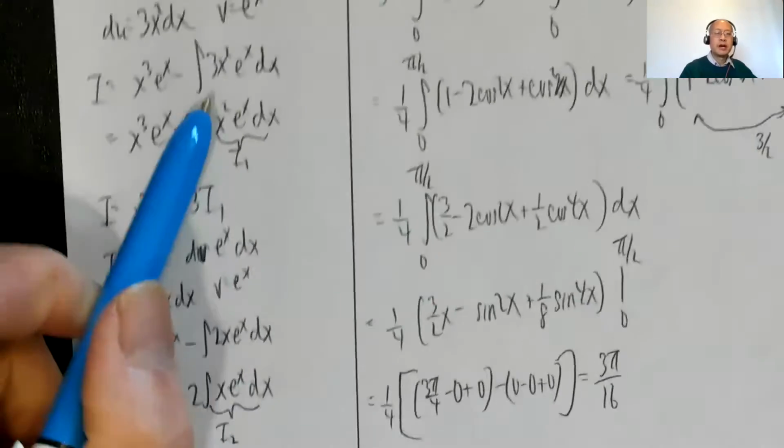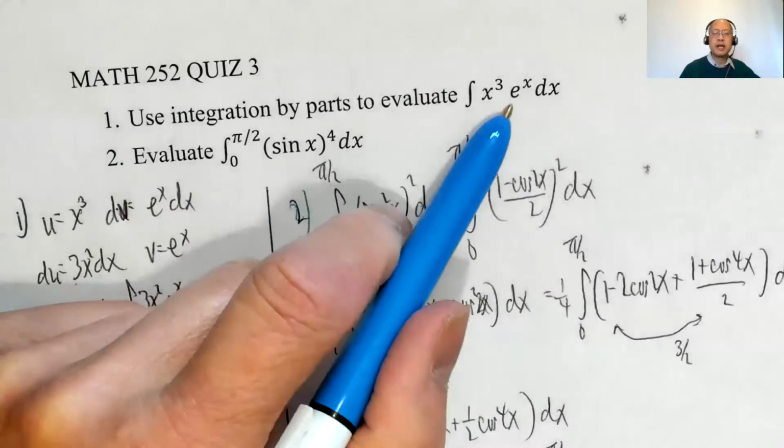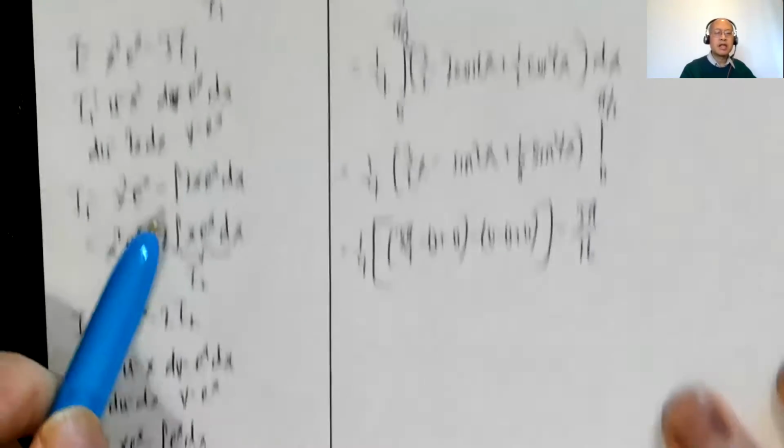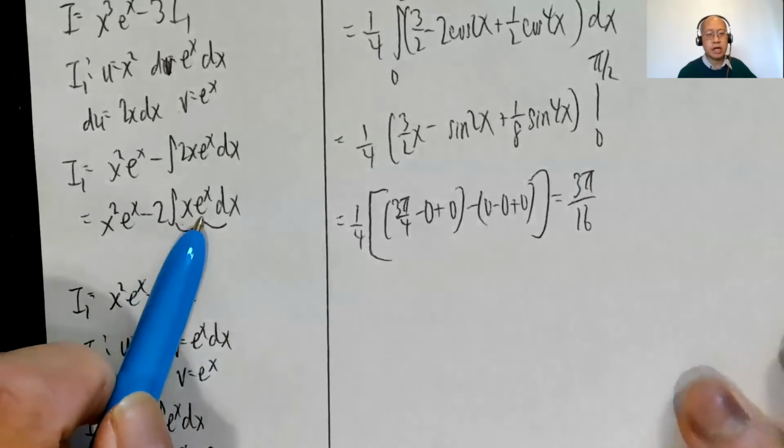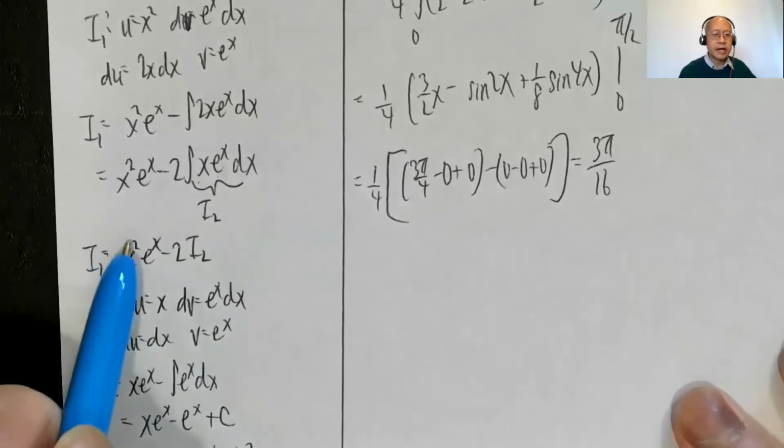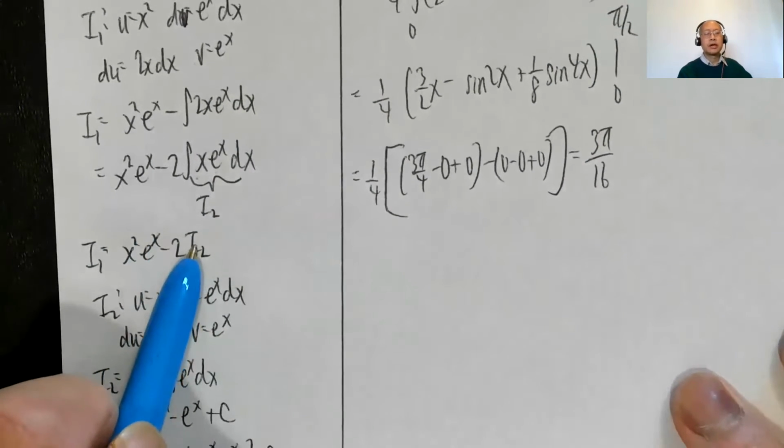So I started off with x cubed e to the x, then x squared e to the x. Now I have x e to the x, so I have to do it one more time, integration by parts, and then I'll just have e to the x. So I1 is x squared e to the x minus 2 I2.